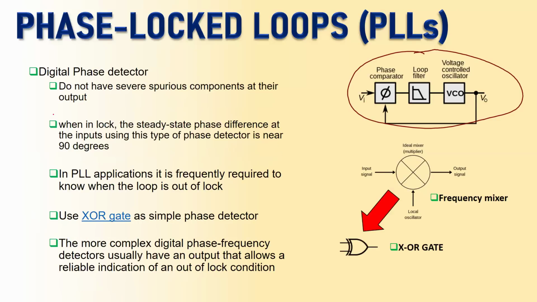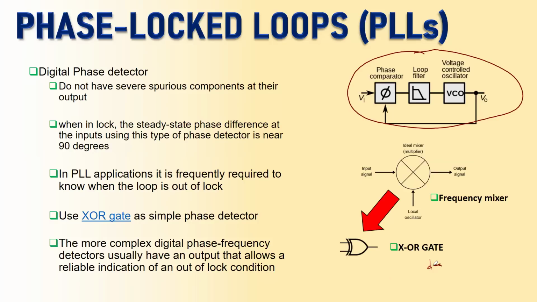So what to do? The solution is to use the digital phase detector. Instead of a frequency mixer, which is the analog form of PD, why not use a digital one, for example, a simple exclusive OR gate, whose symbol is shown right here. The advantage of using the digital version of PD is that it doesn't produce spurious components at its output. And when it is used as a PD and the PLL gets locked, the steady state phase difference at the input using the XOR gate is nearly 90 degrees. So always this phase difference phi or theta will be 90 degrees.